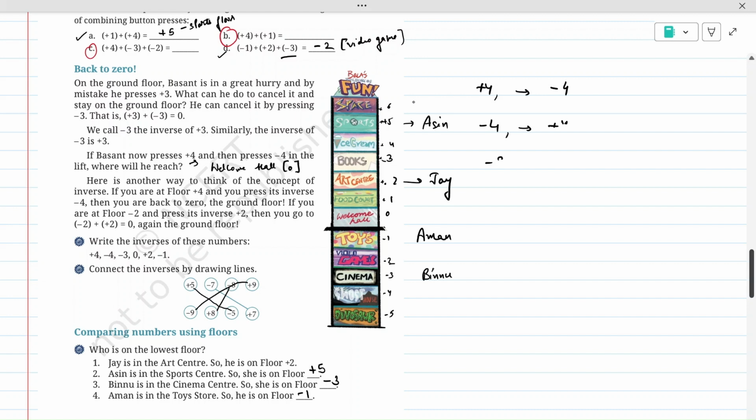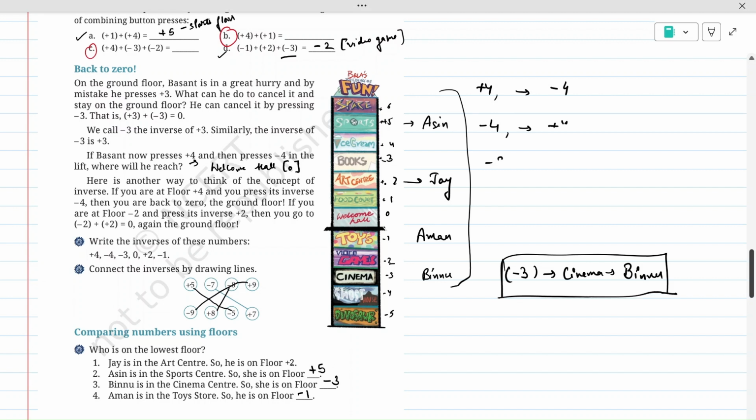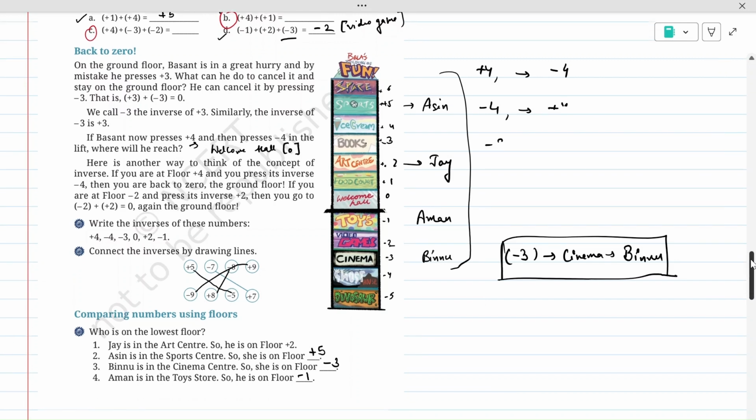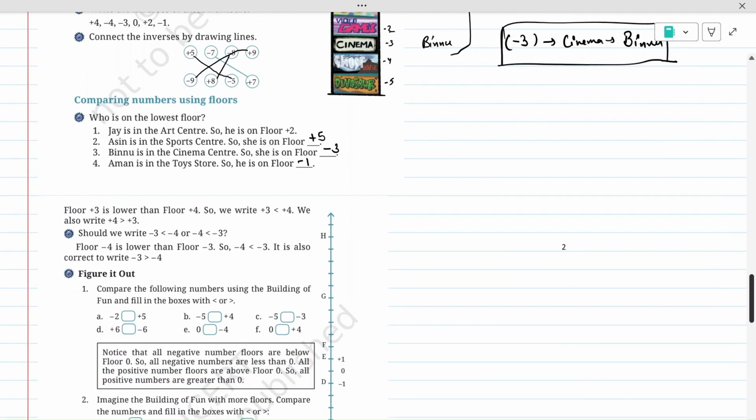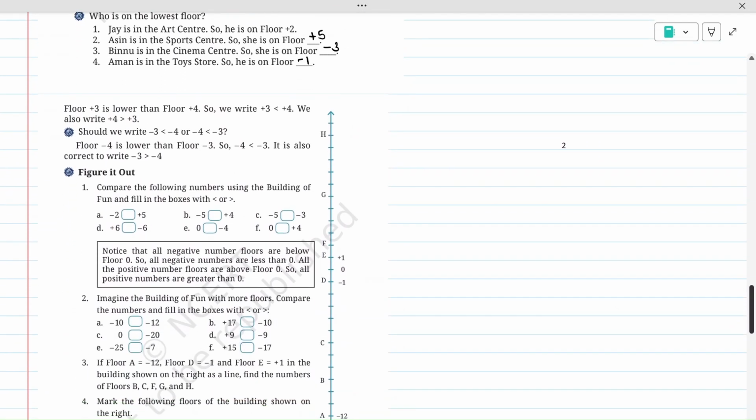So if you see all these, who is on the lowest floor? The lowest floor is -3, which is the cinema hall. And in the cinema hall, Binu is there. This is the answer to this question. Okay, kids, this is how we have to do these questions. Now, let us move further.